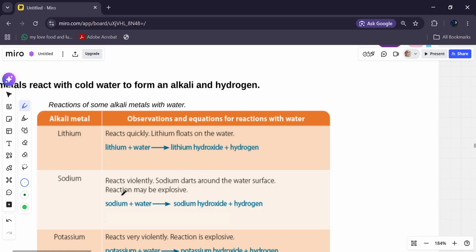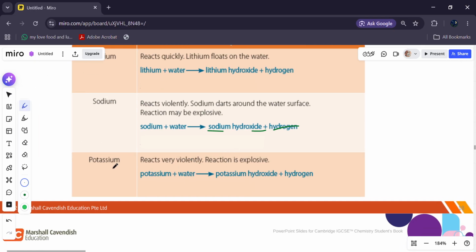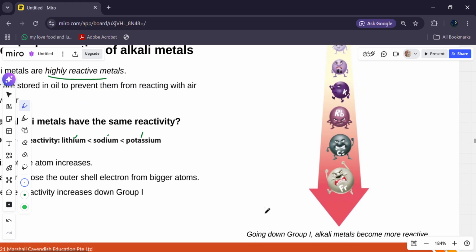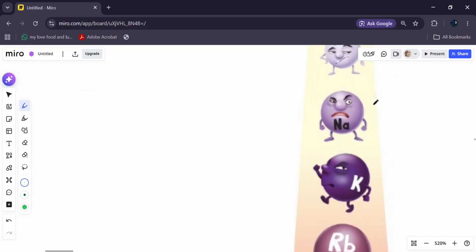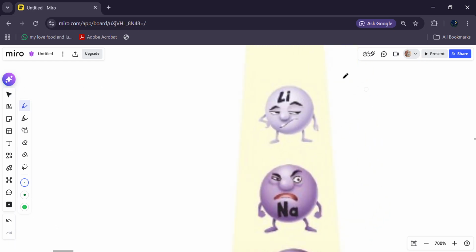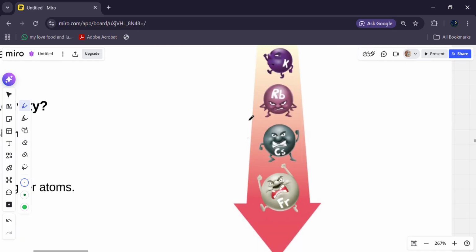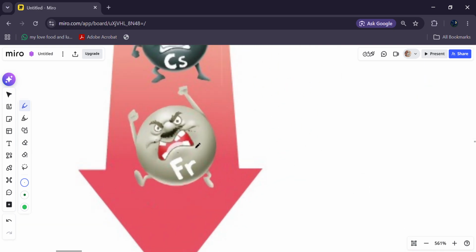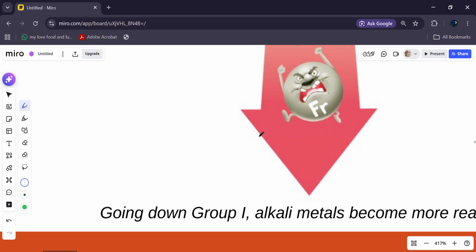Sodium reacts violently. Sodium darts around the water's surface and the reaction may be explosive. So sodium plus water gives sodium hydroxide and hydrogen. Now potassium reacts very violently and the reaction is explosive. That means there will be sparks and it can even cause a fire. As you can see in the reactivity series, lithium being the lowest has the lowest reactivity compared to the others, with potassium having the highest reactivity in the group 1 metals.